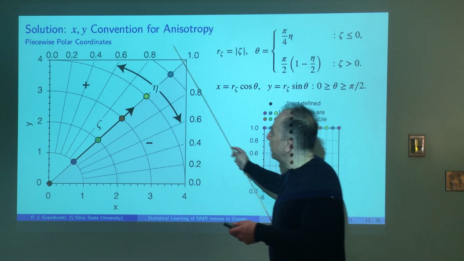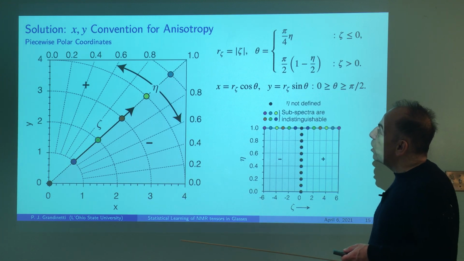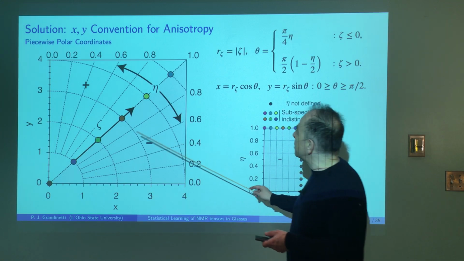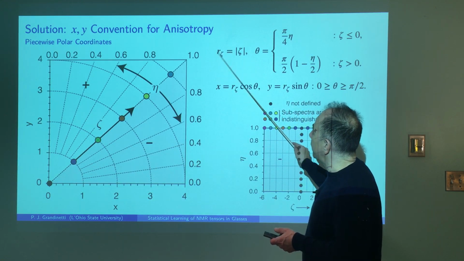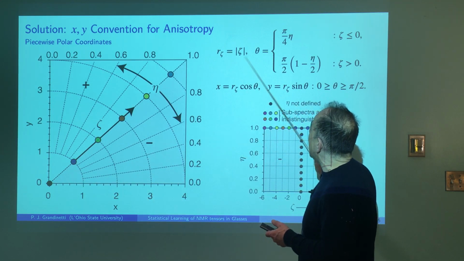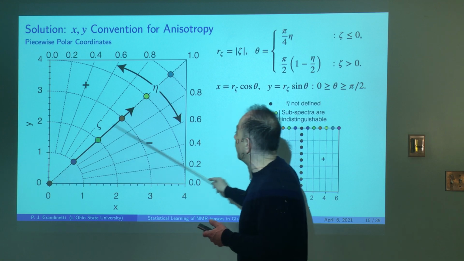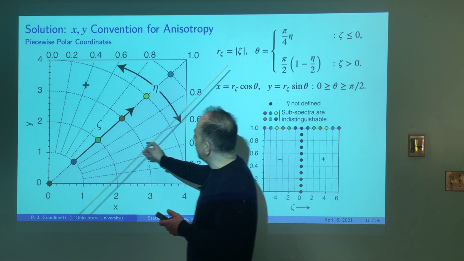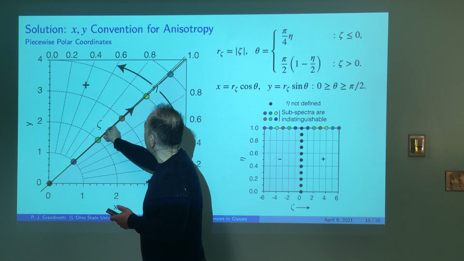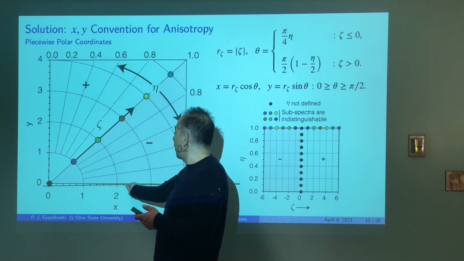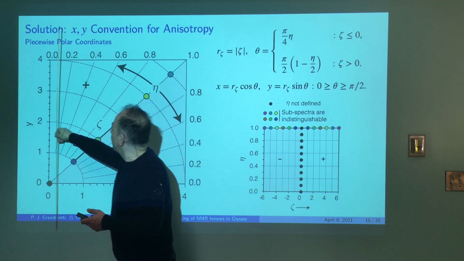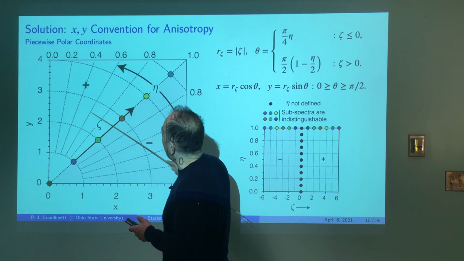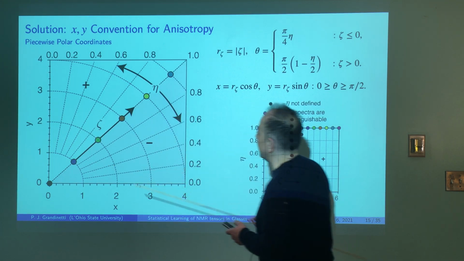So we came up with this convention we're just calling the XY convention, where we're creating piecewise polar coordinates. In that approach, the anisotropy becomes the R in this polar coordinate system. So the magnitude of the anisotropy tells you how far away from the origin you are, how big the anisotropy is. And then the angle is related to eta. So when eta is equal to 1, you're at 45 degrees. When eta is equal to 0, you're at either 90 degrees or 0 degrees. And this side corresponds to positive zeta. This side will correspond to negative zeta.